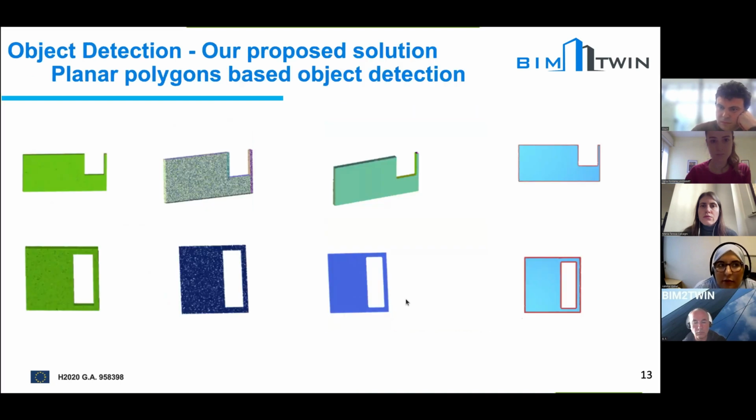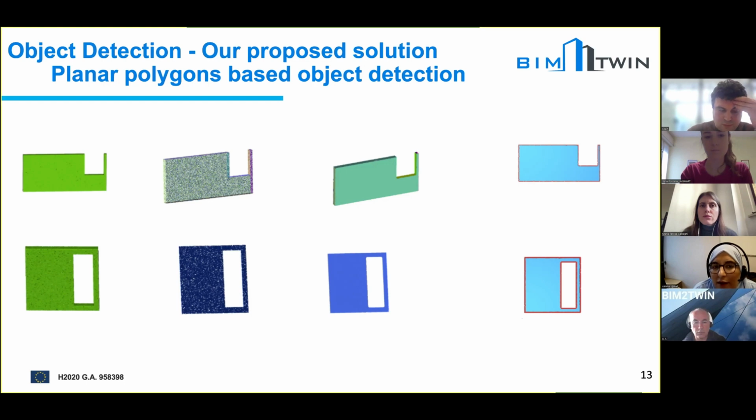In order to detect the objects in a construction site, we propose a method based on planar polygons extraction and clustering. Why did we choose to work with planar polygons? Because in construction sites, most objects are represented by planar surfaces. And so using planar features is a good way to detect the objects and to evaluate the quality of our detection.